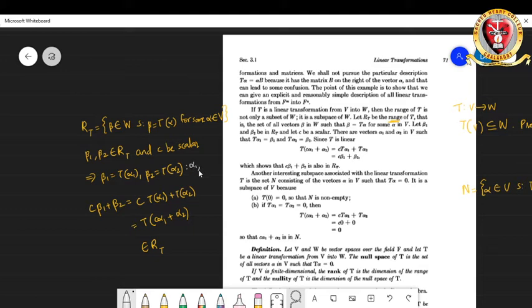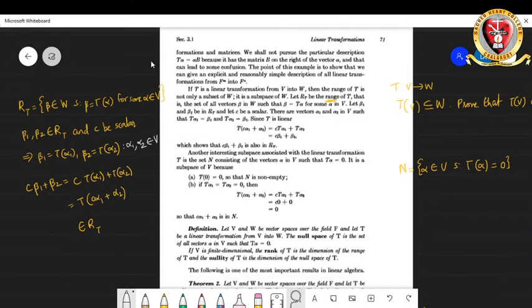Here alpha 1 and alpha 2 are inside V. For some alpha 1 and alpha 2 in V, consider c into beta 1 plus beta 2, that will be equal to c into T of alpha 1 plus T of alpha 2, that is equal to T of (c alpha 1 plus alpha 2) by the property of linear transformation. And definitely this element is written as T of something, and this something is clearly inside V. So you have this element to be contained in RT, which is the range of T. So that means the range of T is not only a subset of W but also a subspace of W.